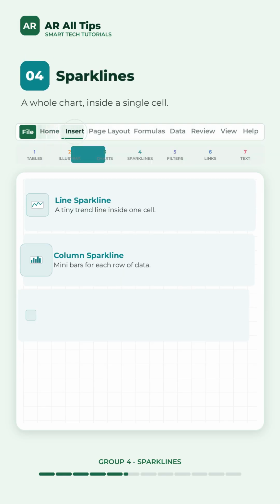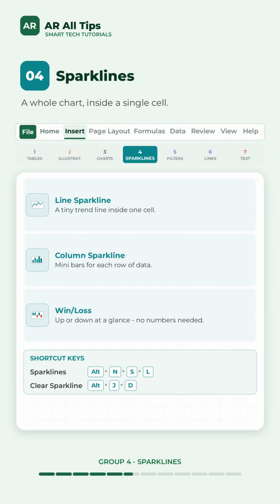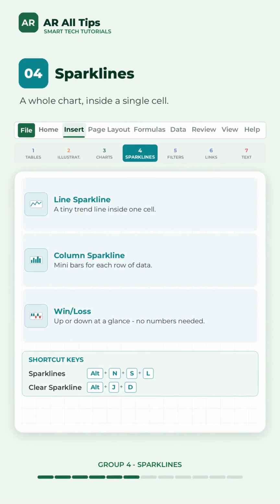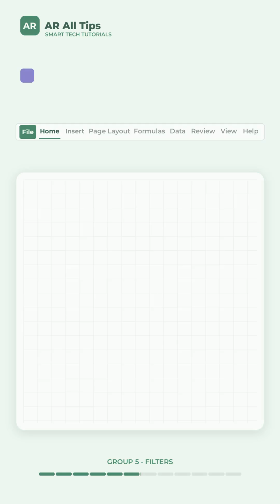Group 4, Sparklines. These are tiny charts that live inside one single cell. A line for the trend, columns for each row, or win-loss, which just shows up or down. Perfect when you've got no room for a real chart.